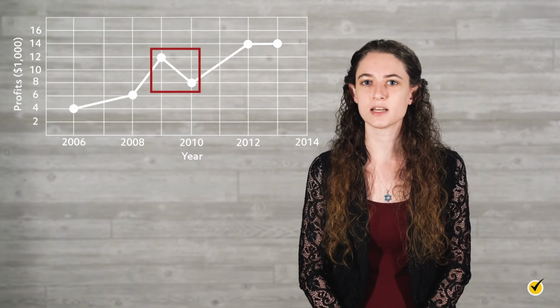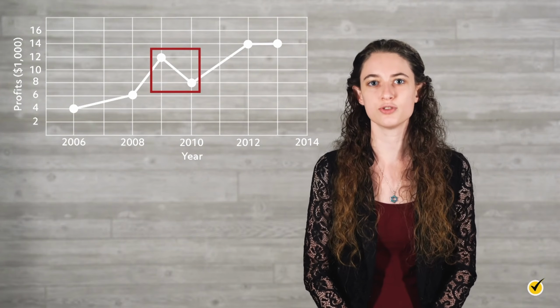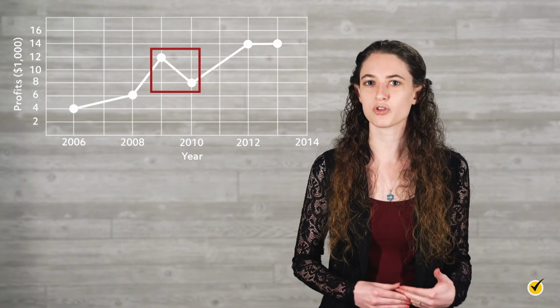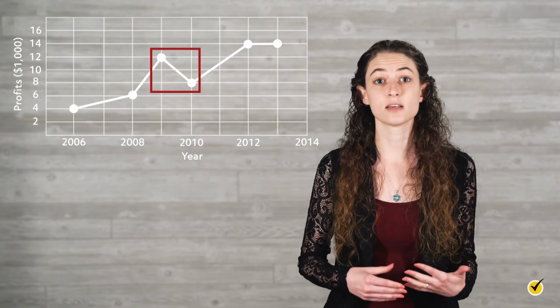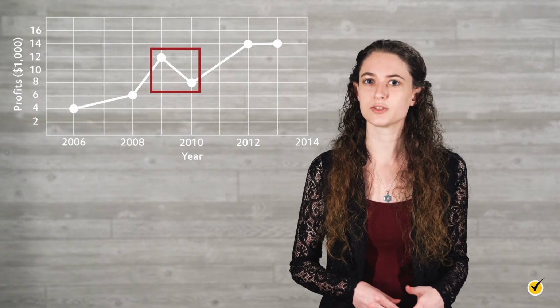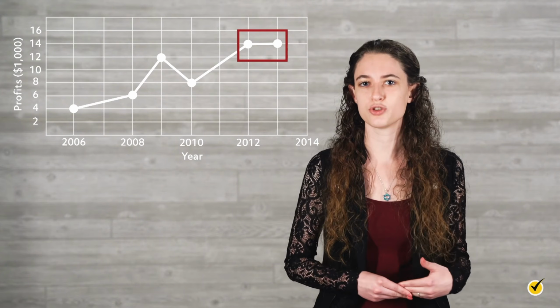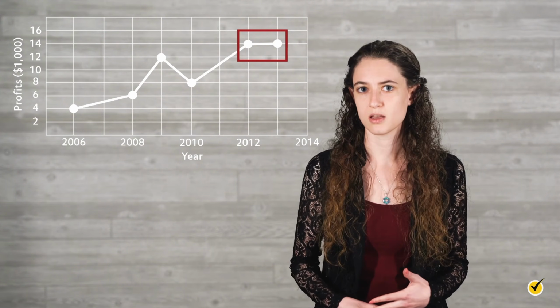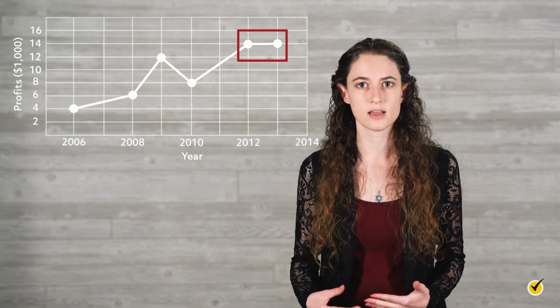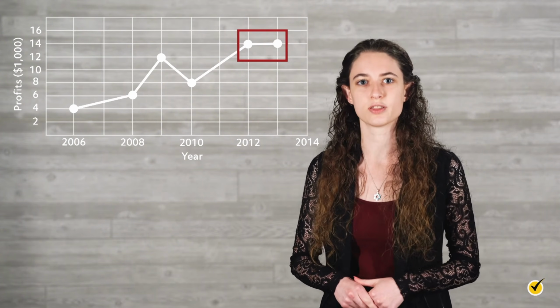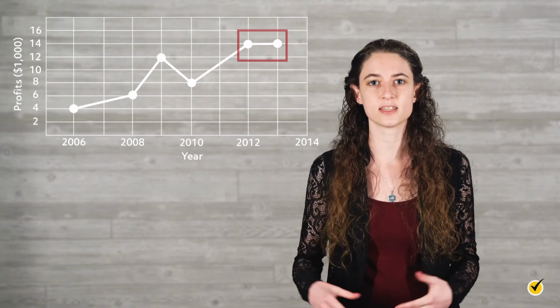Let's take a look at the line segment connecting the data points for the years 2009 and 2010. We can see that this particular line segment is positioned in a downward or negative direction. This tells us that the company's profits decreased from 2009 to 2010. What do you notice about the line segment connecting the data points for 2012 and 2013? They form a straight horizontal line. This shows that the company's profits neither increased nor decreased during this time frame. Instead, they stayed the same.